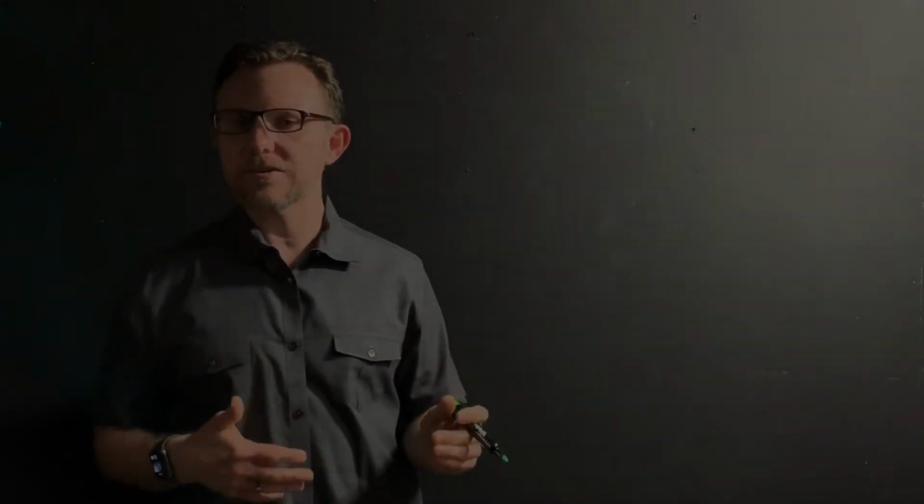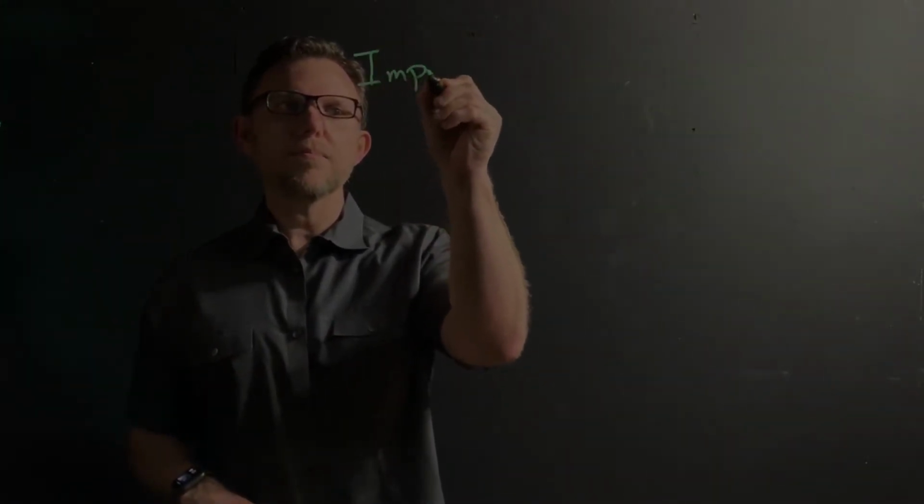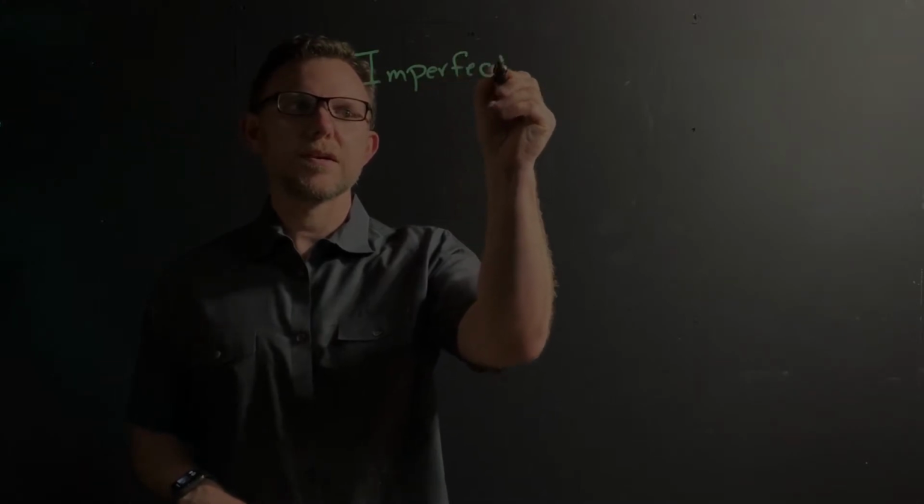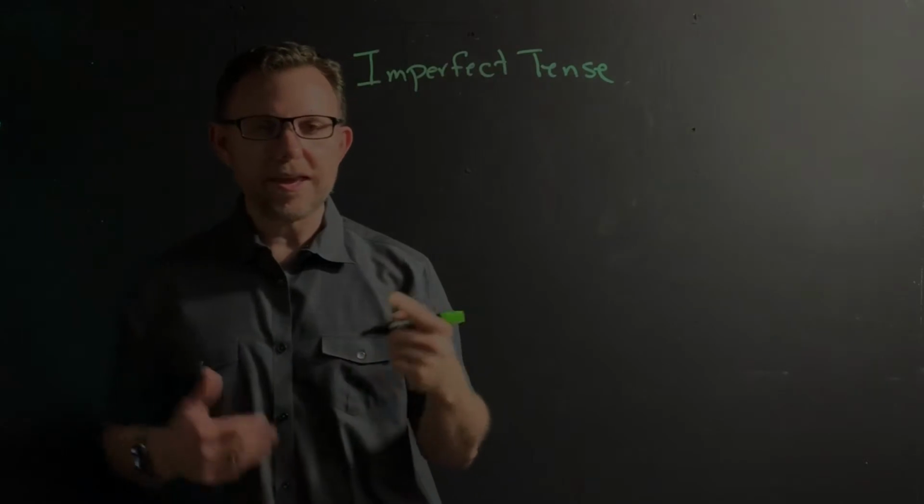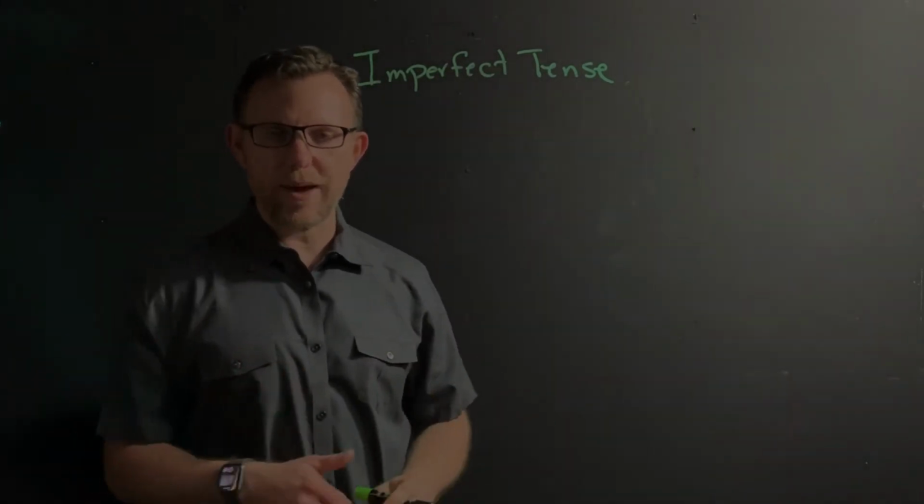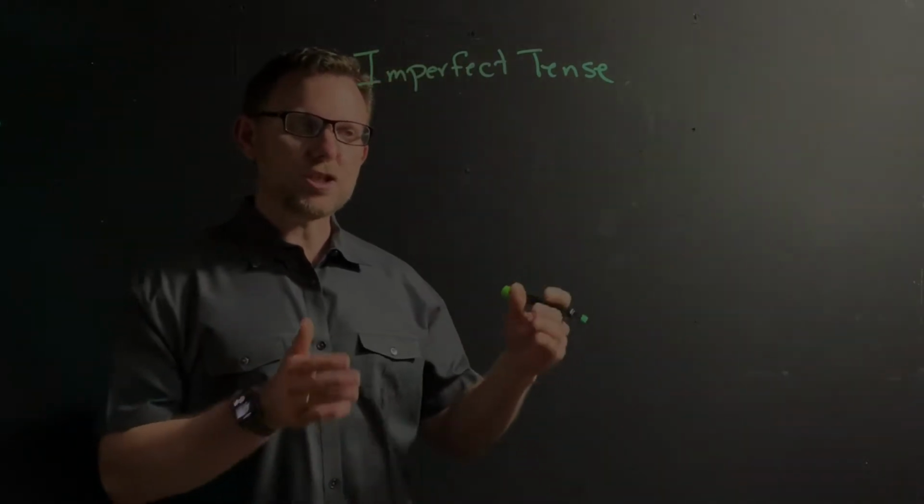Hey guys, in this video we're finally going to get around to learning a tense other than the present tense in Latin. We're going to learn a form of a past tense called the imperfect tense. Now this is a past tense in Latin, but the imperfect past tense is not a simple past tense. So it's not the tense that you would use to say something like he jumped.